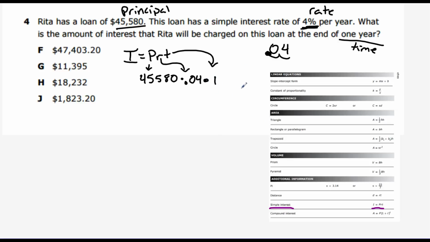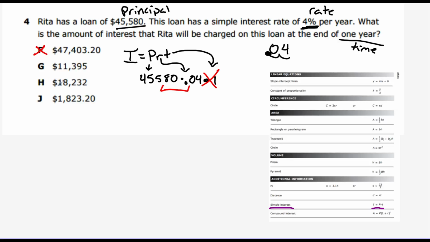Okay, so anything times 1 is itself, so this doesn't even matter. What this really comes down to is 45,580 times 0.04. Okay, and again, this is decimals. I don't really want to do that. So if I think about it, I'm multiplying by a very small number, which means I should get a smaller answer than what I started with. So it's probably not going to be 47,000.